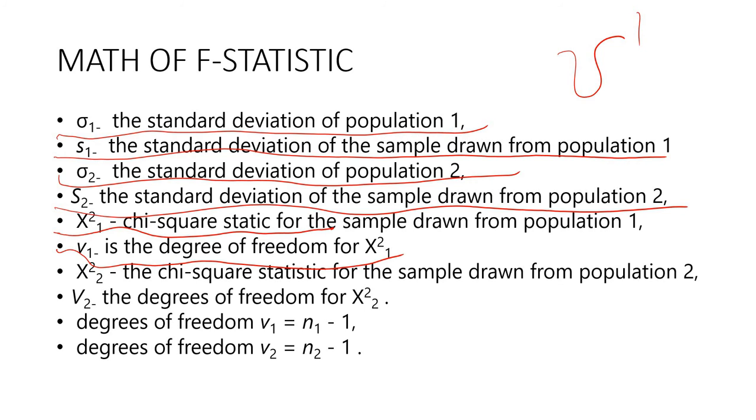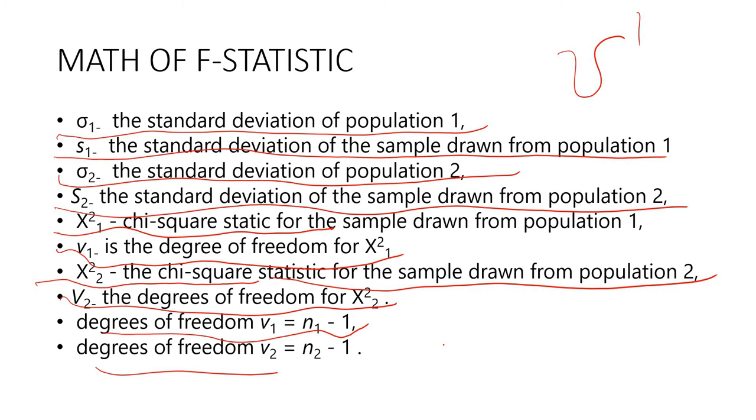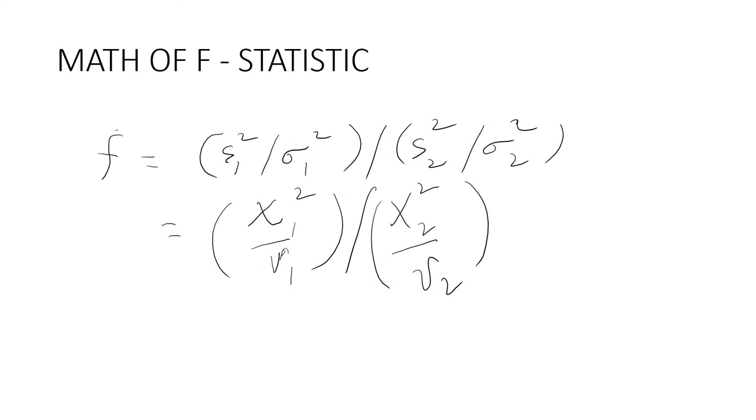Chi-square 2 is the chi-square statistic for the sample drawn from population 2, and this is the degree of freedom for the second chi-square. The degrees of freedom are n1 minus 1 for nu 1, and n2 minus 1 for nu 2. Degree of freedom, p value, and significance level are all important terms. We have separate videos, please watch them.